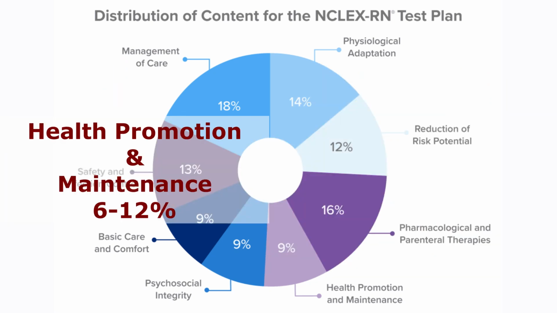Health promotion and maintenance. Now, as you can imagine, health promotion and maintenance focuses on prevention, right? Think of community nursing. Think of routine doctor visits. It focuses on topics like growth and development, prevention, and strategies to optimize health. Now, client need wise, this would be 6 to 12%, and content wise, this is 9% of your NCLEX.